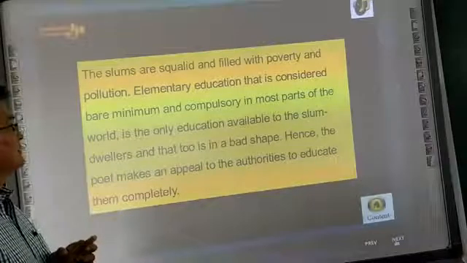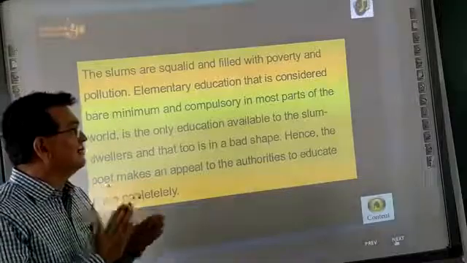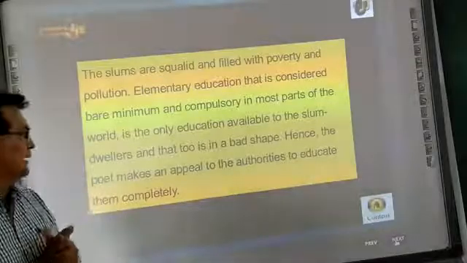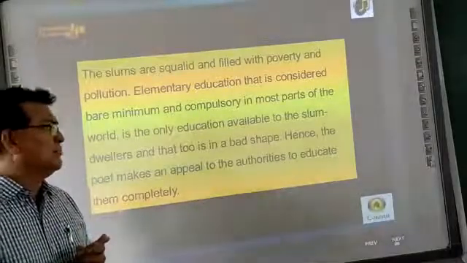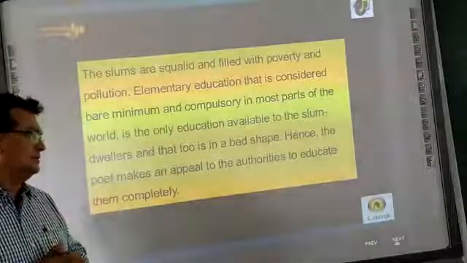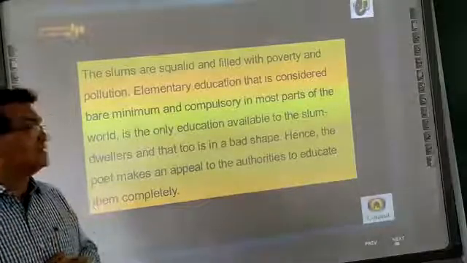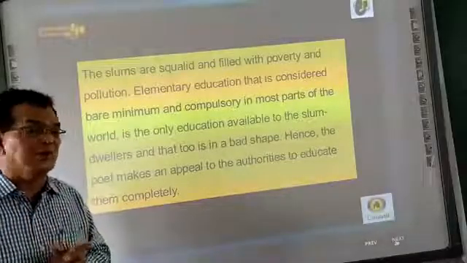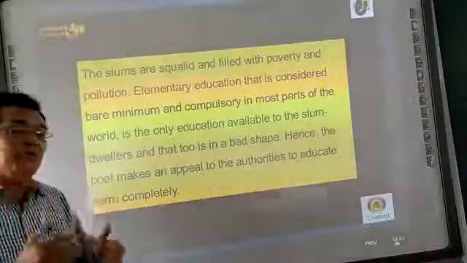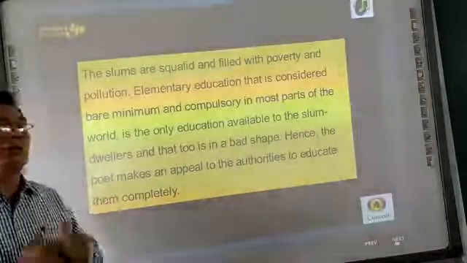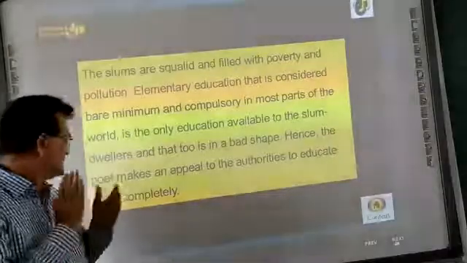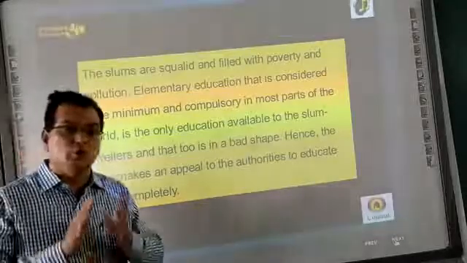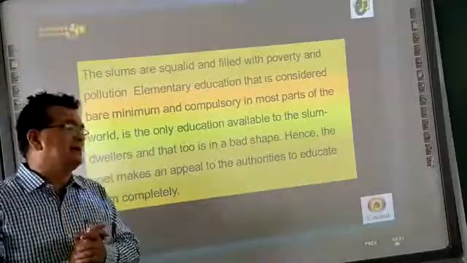Elementary education, which is considered bare minimum and compulsory in most parts of the world, is the only education available to the slum dwellers, and that too is in a bad shape. And these are the children who are also child laborers. It's not that they go to school and come back and lead a happy life. No, it's not that way. They come back and after that they have to fight. They have to struggle for their livelihood. Hence, the poet makes an appeal to the authorities to educate them completely, to educate all the children who are living in slum areas.